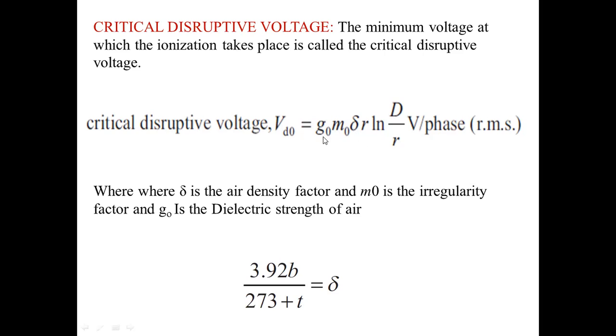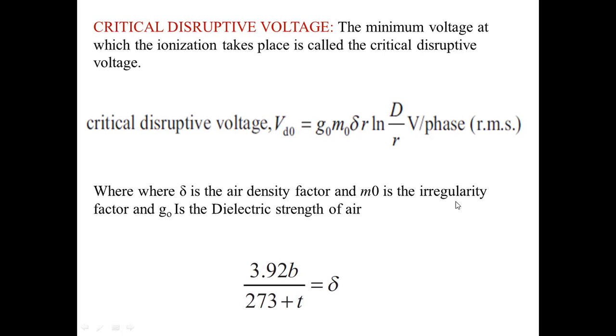g naught is the dielectric strength of air. This is the RMS value. The RMS value for the dielectric strength of air is 21.1 kV per centimeter. This is constant. m naught is the irregularity factor, the surface irregularity factor of the conductor.